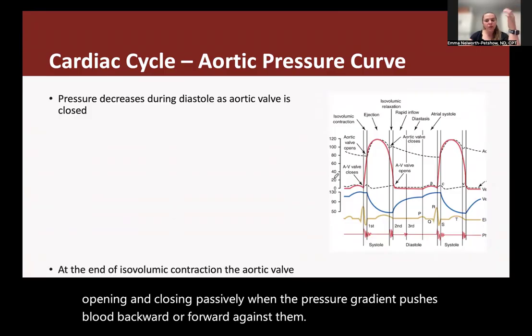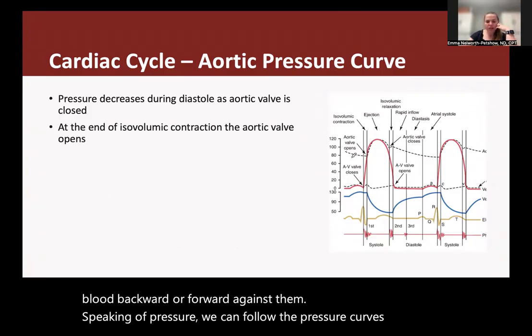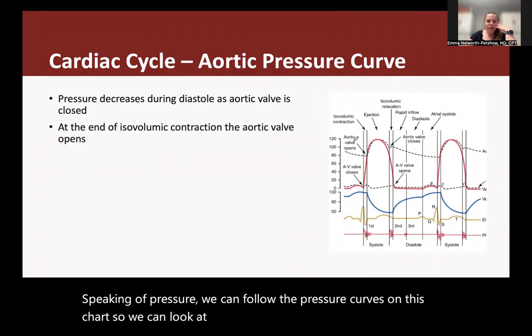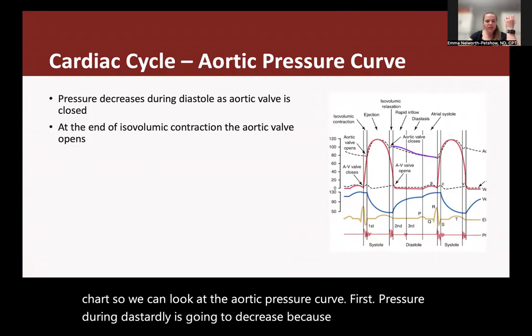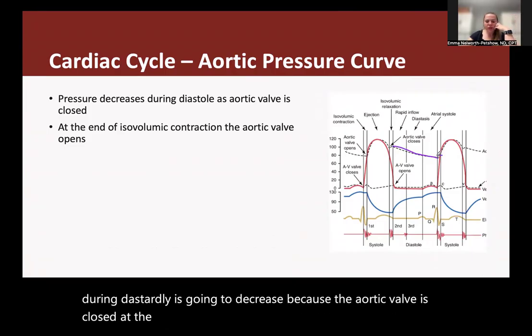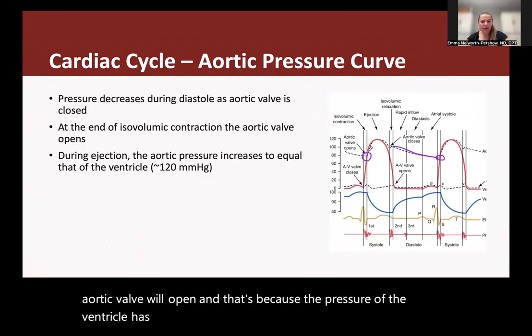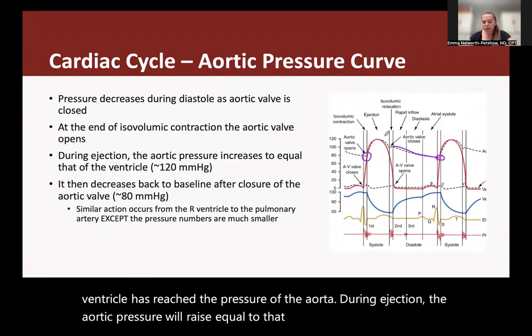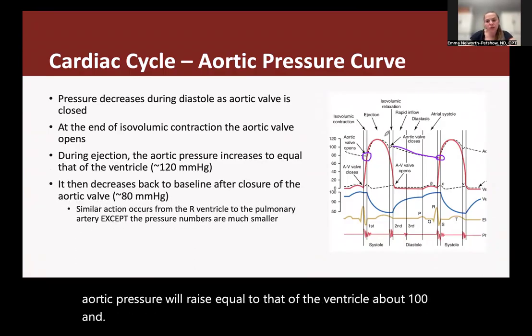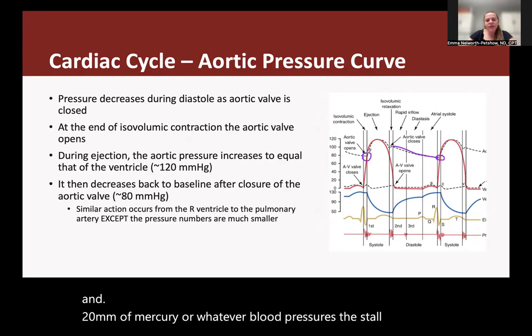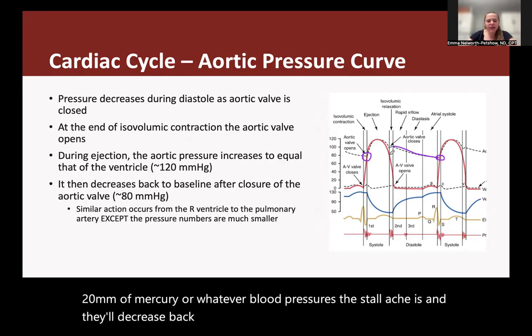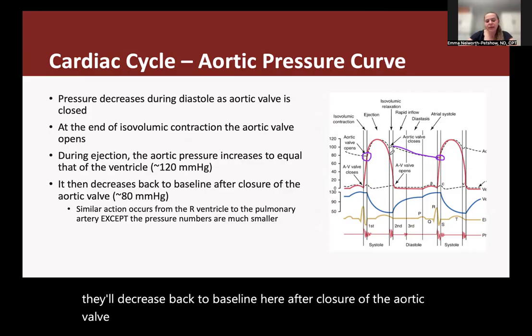Speaking of pressure, we can follow the pressure curves on this chart. So we can look at the aortic pressure curve first. Pressure during diastole is going to decrease because the aortic valve is closed. At the end of isovolumic contraction, right here, the aortic valve will open, and that's because the pressure of the ventricle has reached the pressure of the aorta. During ejection, the aortic pressure will rise equal to that of the ventricle, about 120 millimeters of mercury, or whatever systolic blood pressure is. And it'll decrease back to baseline here after closure of the aortic valve, which is around 80 millimeters of mercury.